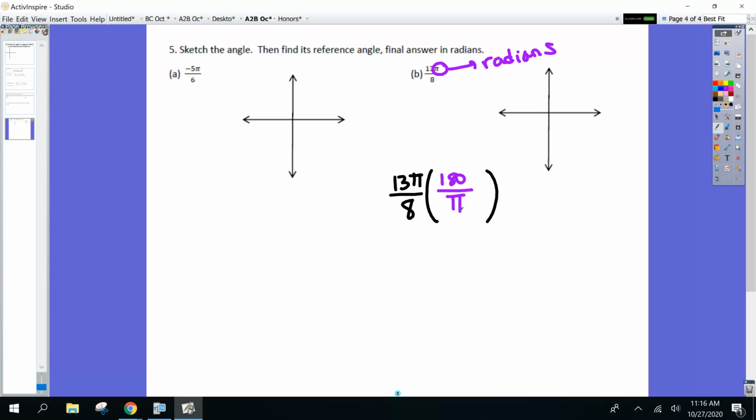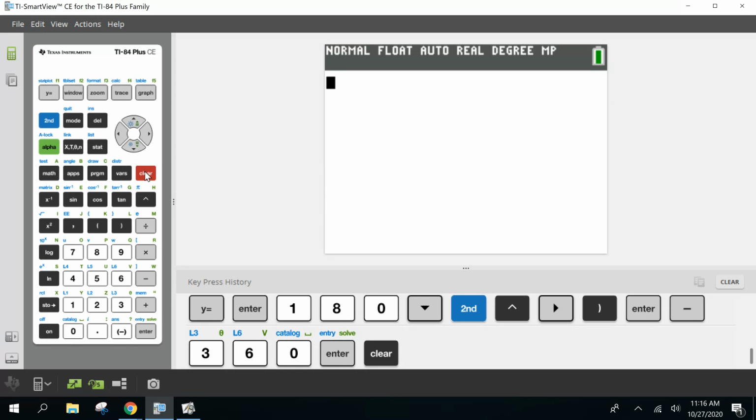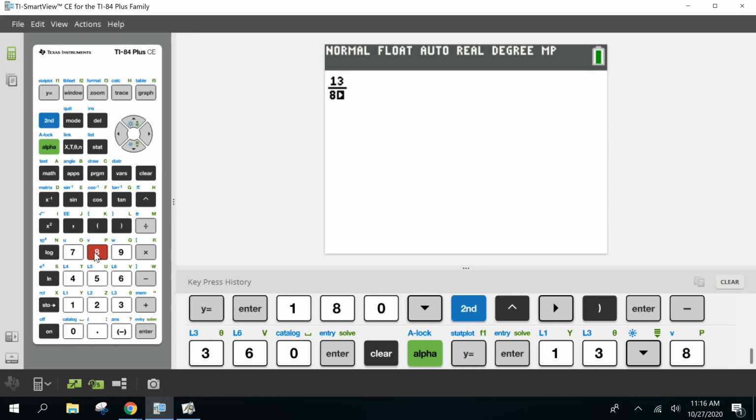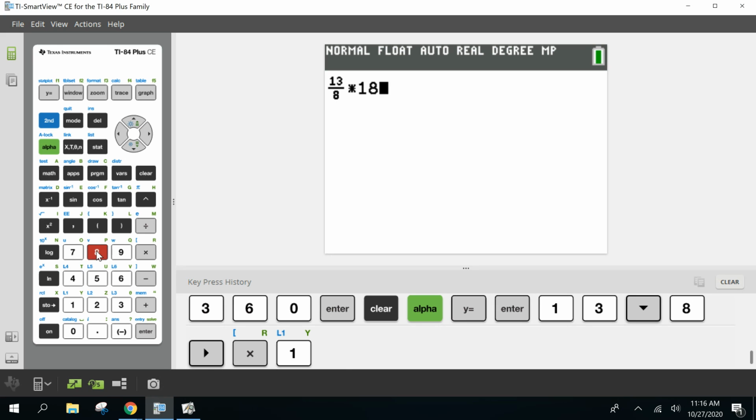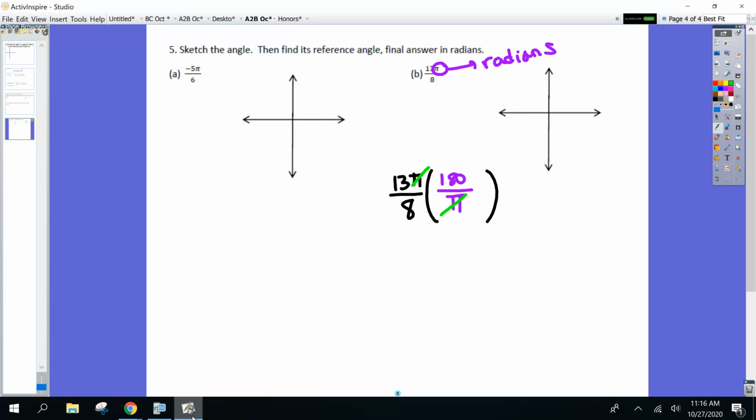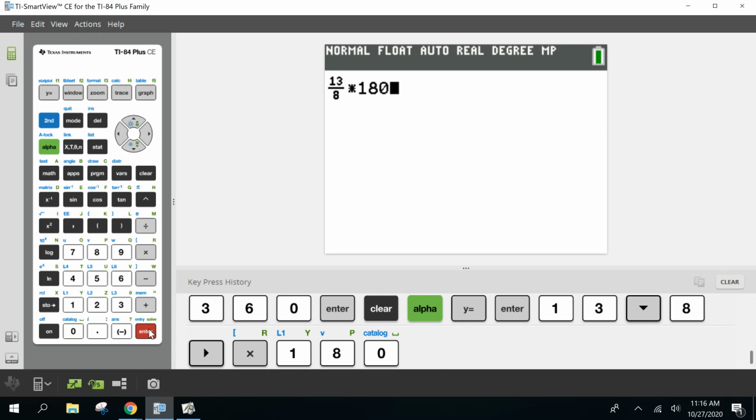And sometimes this happens and sometimes it doesn't. In this case, it does: the pi's cancel out. Sometimes, as you saw yesterday in the notes, the pi's not there, so I don't cancel it out, but this time I can. So now I go to my calculator and I'm doing 13 over 8 and multiplying that times 180. That's exactly what I have left here. And the calculator tells me 585 over 2.